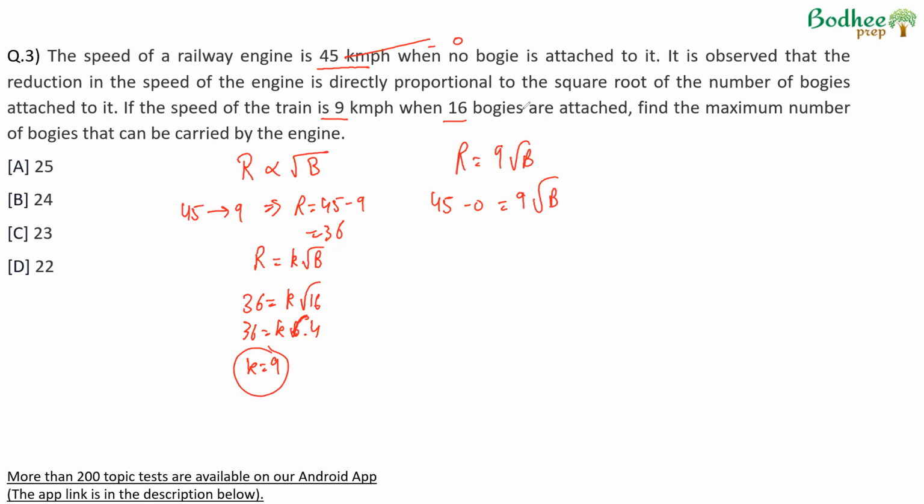This should be equal to 9 into root B. So 45 by 9 is equal to root of B. So root of B is equal to 5. Squaring both sides, B is equal to 25. So when 25 bogies are attached, the speed becomes 0. The engine will not move.